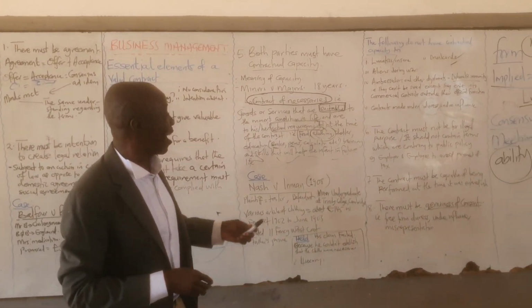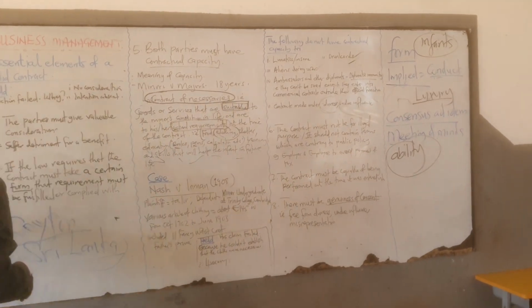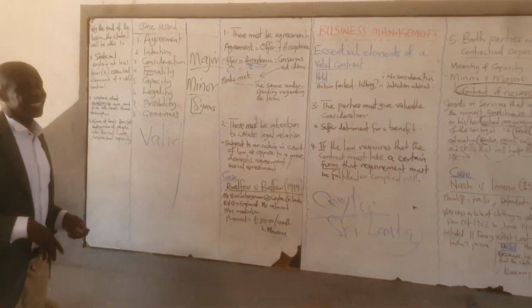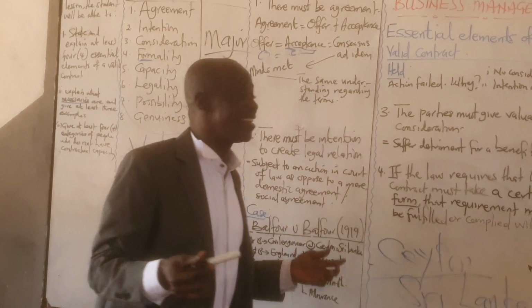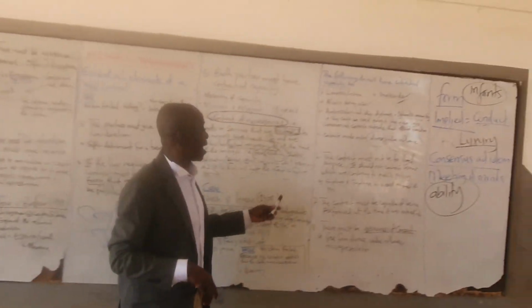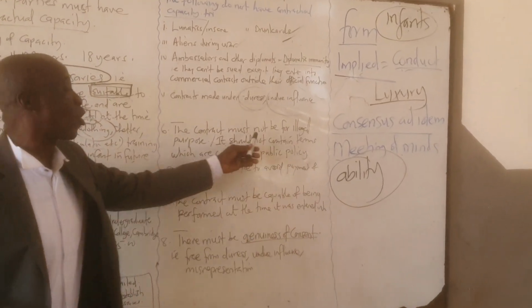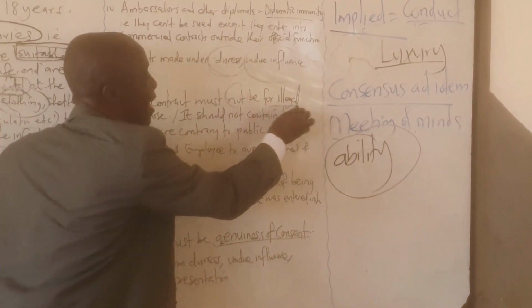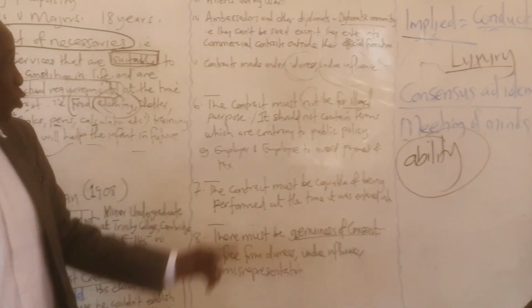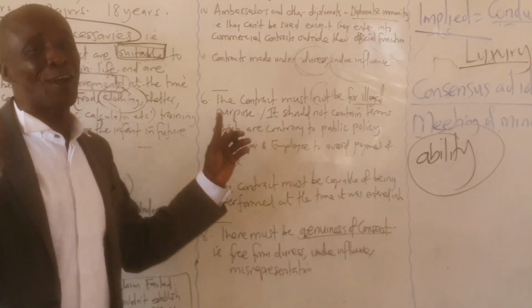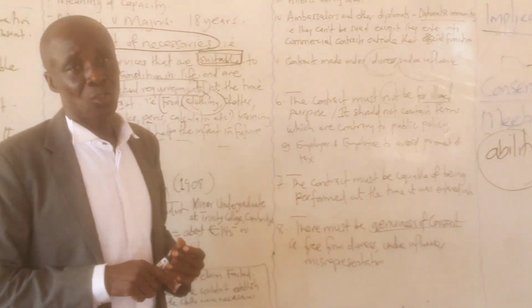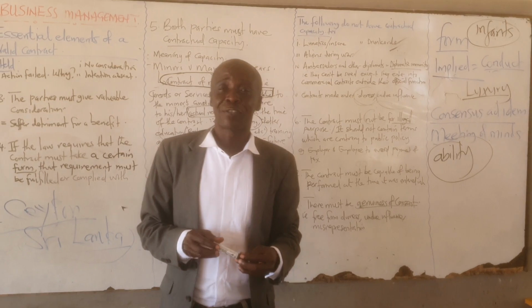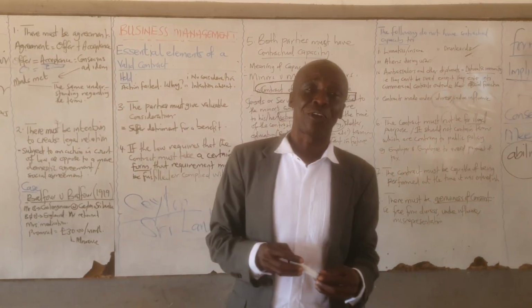Now let's move to our next one, which is legality. And I've already explained that one to you. So we said the contract must not be for illegal purpose. So if the contract is for illegal purpose, then there's no contract.